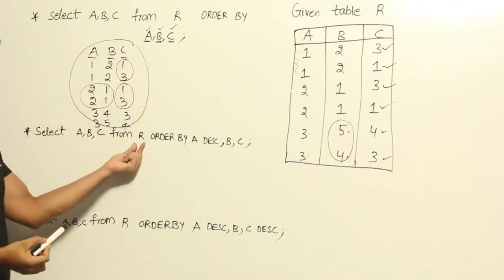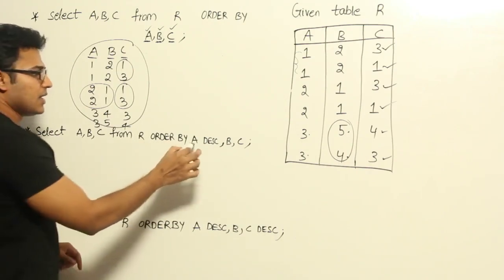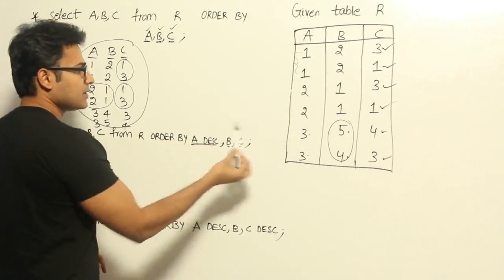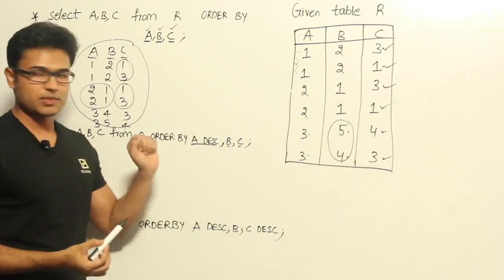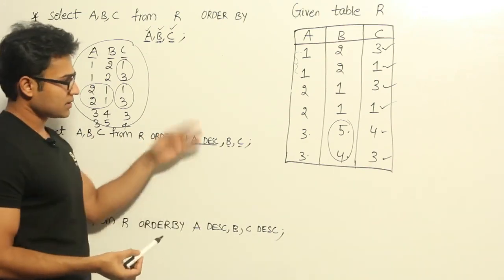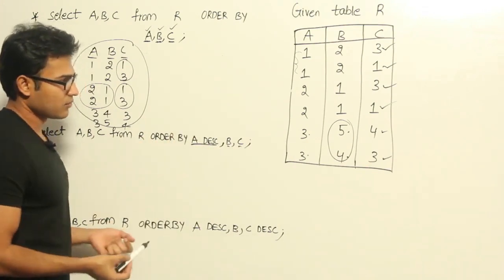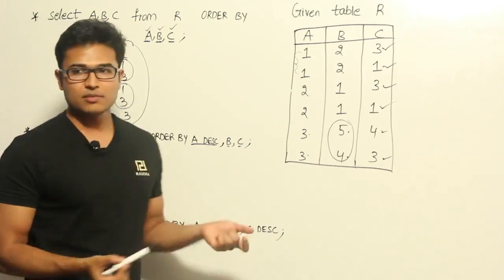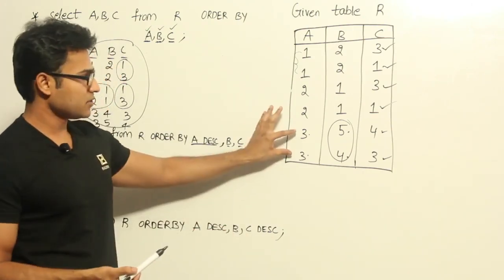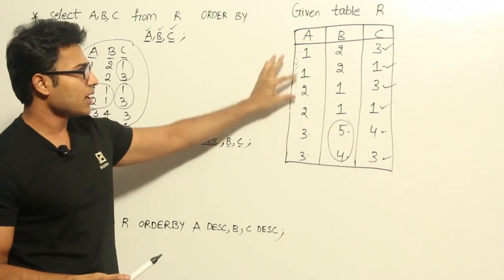Select ABC from R, order by A in the descending, and B and C nothing is specified, therefore B and C have to be in the ascending, right? So let's go in the descending order of A. If I go in the descending order of A, the first tuples which will be displayed are the tuples which are containing 3, and then 2 and then 1.